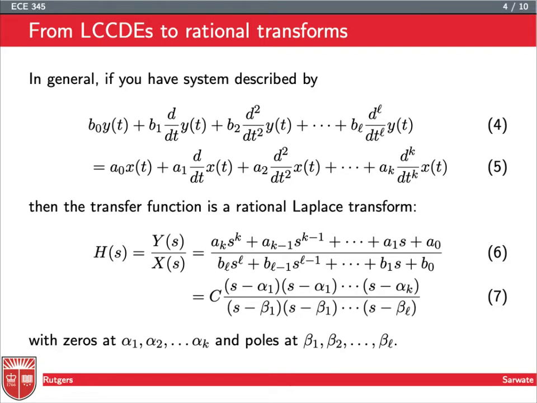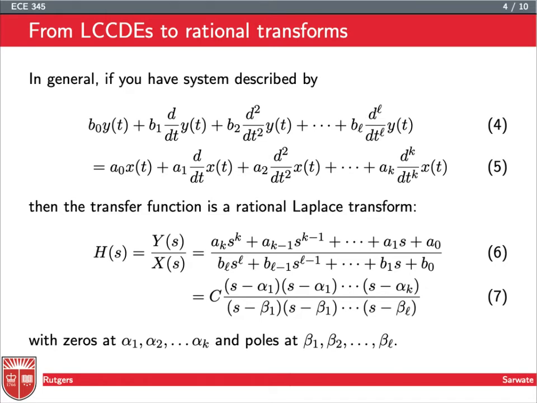So in general, if you have a system defined as a bunch of derivatives of y with some coefficients equal to a bunch of derivatives of x with some coefficients, you can just convert all the derivatives to powers of s and keep the coefficients. You'll get two polynomials in s: a polynomial in s multiplying X(s) and a polynomial in s multiplying Y(s). Then when you cross divide to get the transfer function, you get a rational Laplace transform.